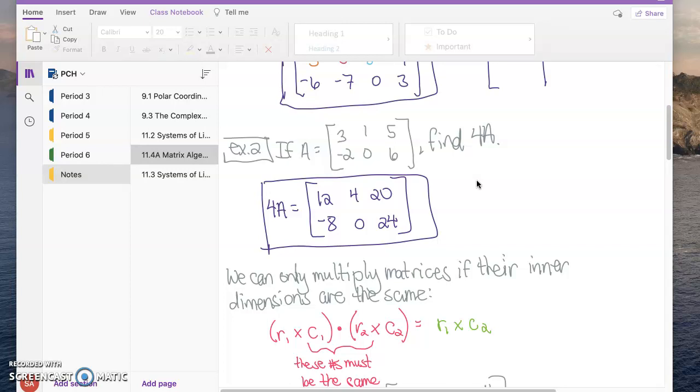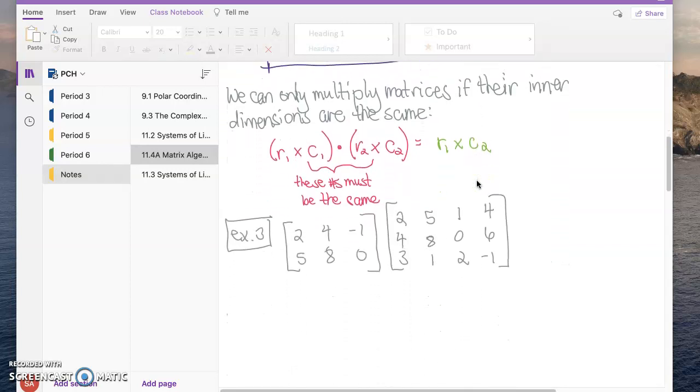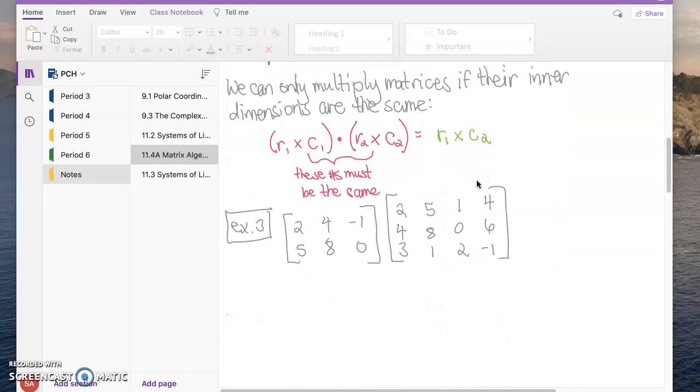Now multiplying matrices together, so like a matrix times a matrix instead of a constant times a matrix. This is a little bit more work. It's not difficult. Once you practice it, it's going to be easy. So first thing is we can only multiply matrices if their inner dimensions are the same. So the column from the first and the row from the second has to be the same in order to be able to multiply these together. And then the result is going to end up the row from the first by the column from the second.